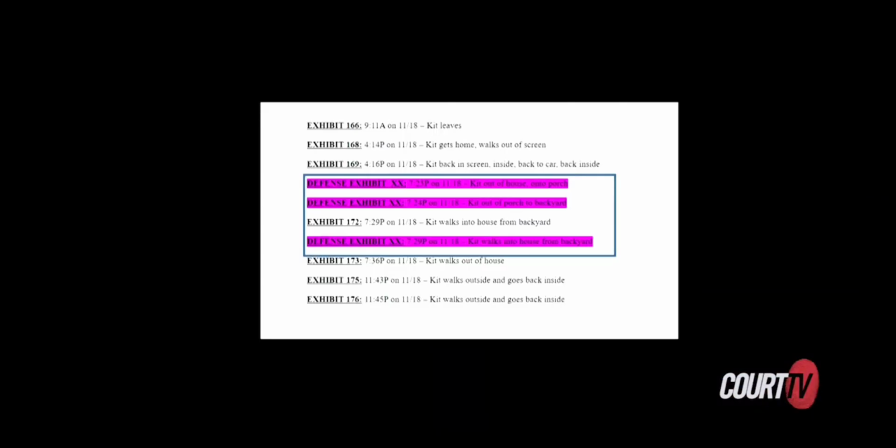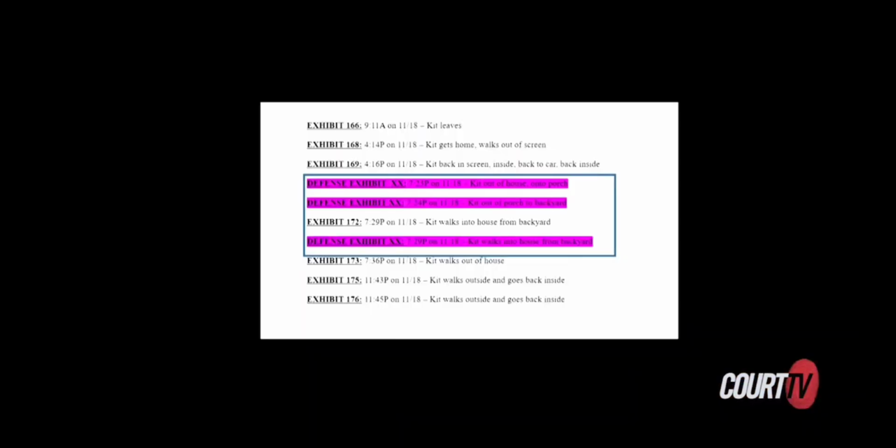Okay. So what did Mr. Martin do? Walked into the residence from the backyard onto the deck. Now, I've drawn a box around the 4 clips that we have discussed. Can you summarize the activity of those 4 clips for me, please? It says Defense Exhibit XX 723P on 1118.